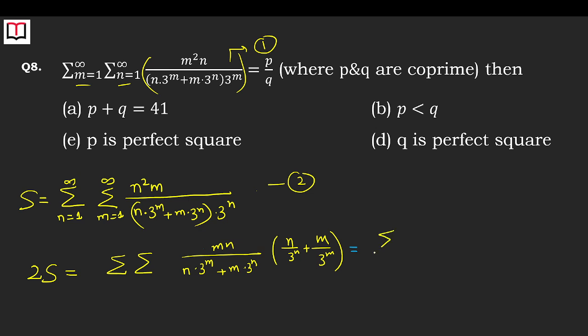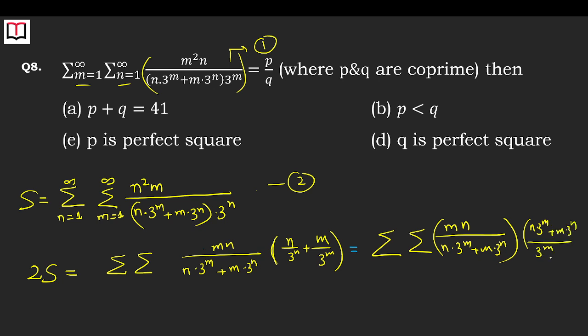Take LCM in this here, bachcho. So mn upon n into 3 raised power m plus m into 3 raised power n, and then after taking LCM, n into 3 raised power m plus m into 3 raised power n upon 3 raised power m into 3 raised power n. That's it. So ye gaya. Now we got it.